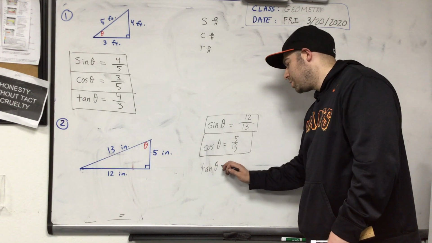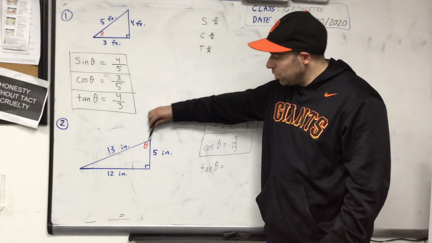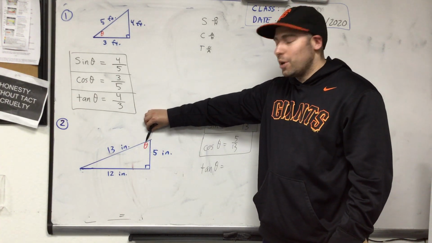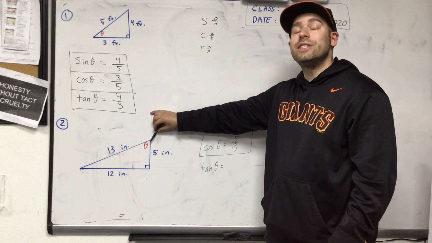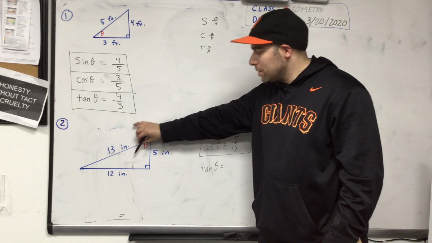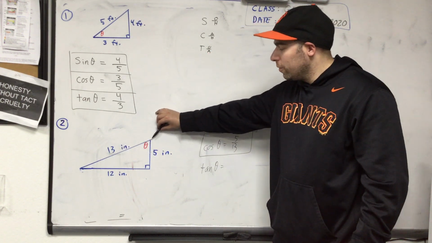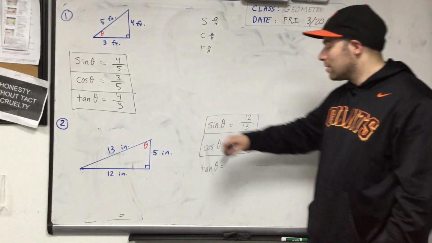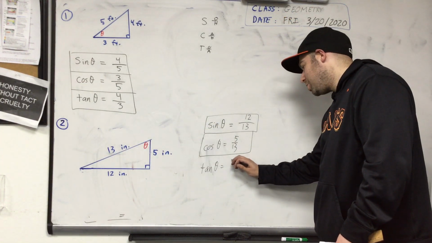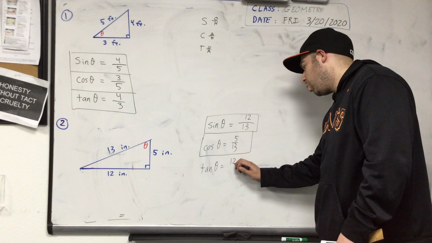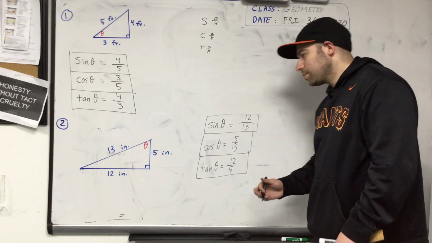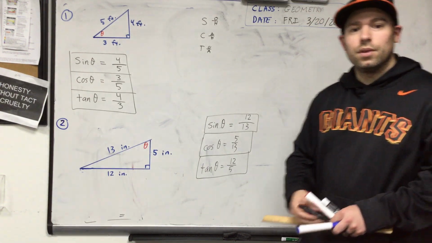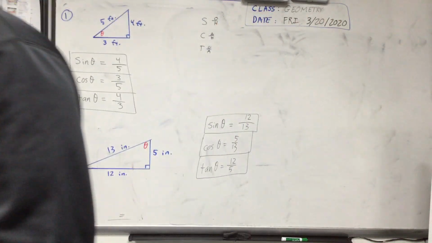The tangent ratio for angle theta. I'm going to look at angle theta. The tangent ratio is the ratio of an angle's opposite side to its adjacent side. The opposite side of angle theta is 12. The adjacent side of angle theta is 5. So the tangent ratio of angle theta would be 12/5. Okay. Moving on.